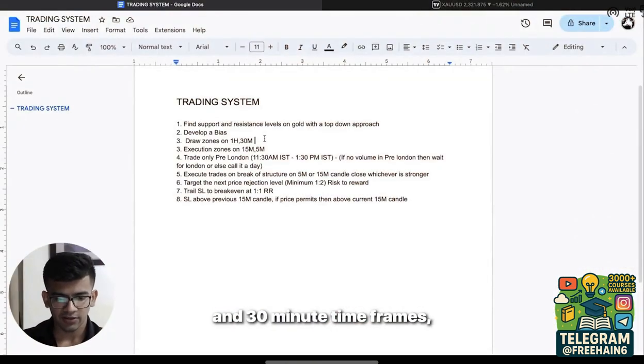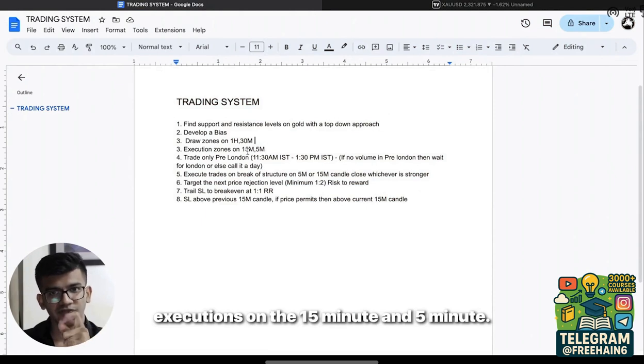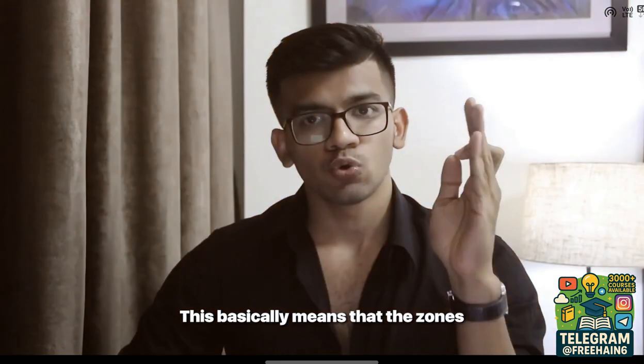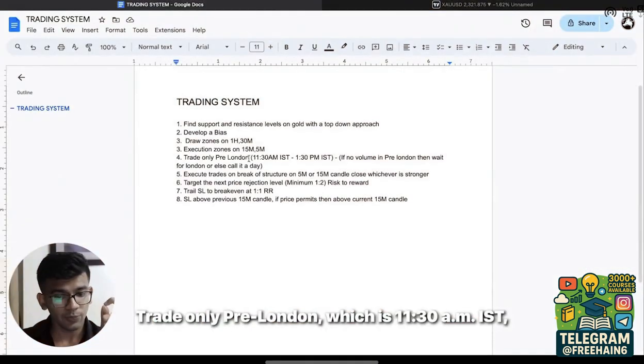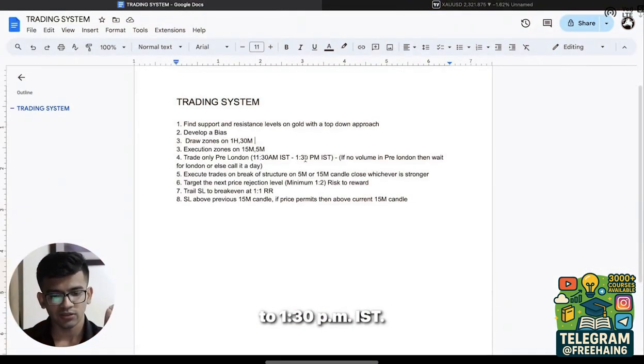Draw zones on 1 hour time frame and 30-minute time frames. Execution zones on 15-minute and 5-minute. This basically means that the zones where I'm going to actually execute my trades are going to be drawn on 5-minute and 15-minute time frames. Trade only pre-London, which is 11:30 a.m. IST to 1:30 p.m. IST.